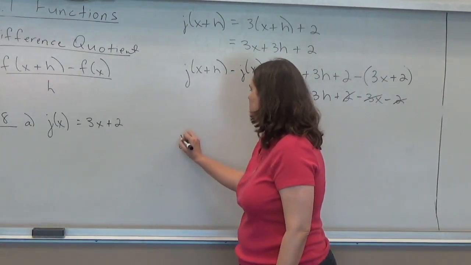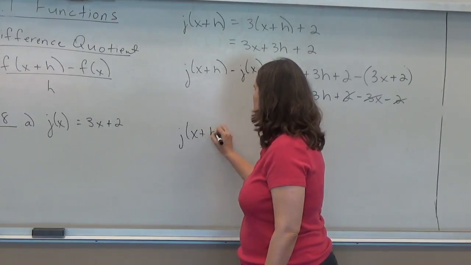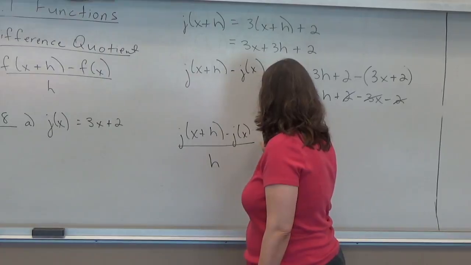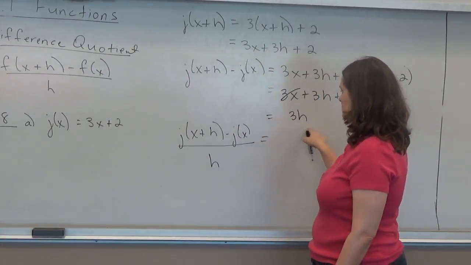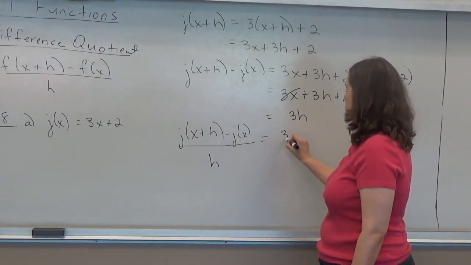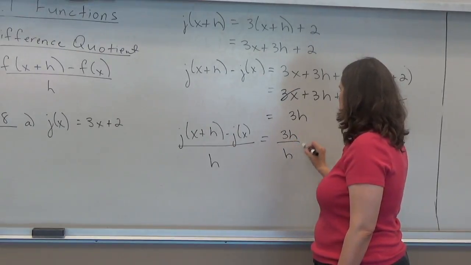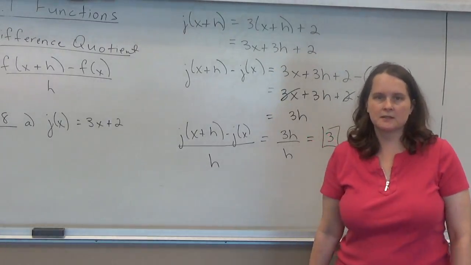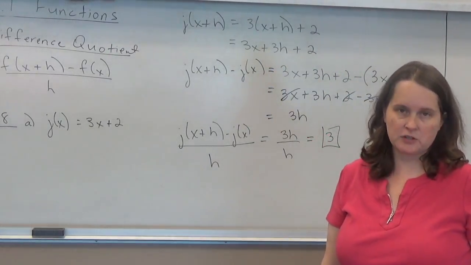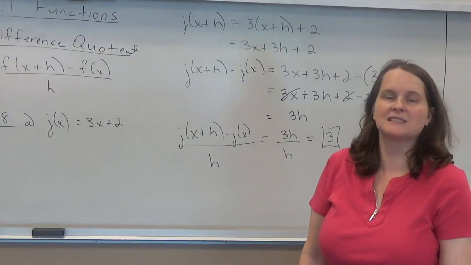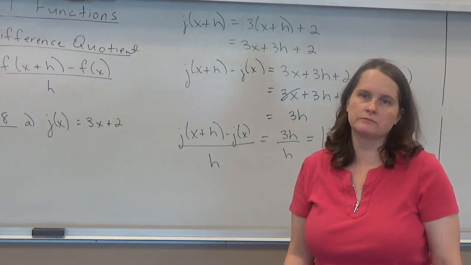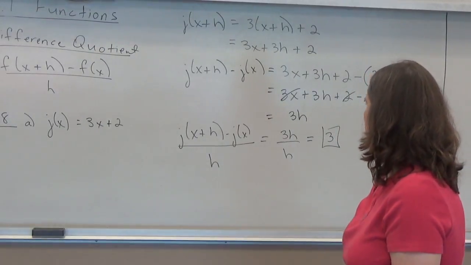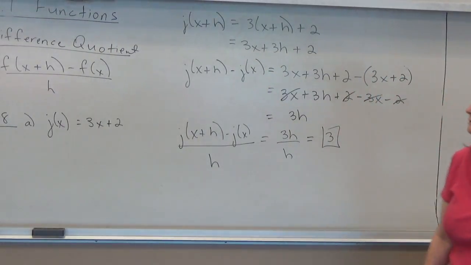So now we can say that we've got j of x plus h minus j of x all over h equals, this is the numerator, 3h, divide by h, the h's cancel, and all that work gives us 3. That's one thing that you might find frustrating about these problems, is you have to do all these steps and you turn out with a little answer sometimes of just a single number. Sometimes, not every time. Okay? Let's look at part B.